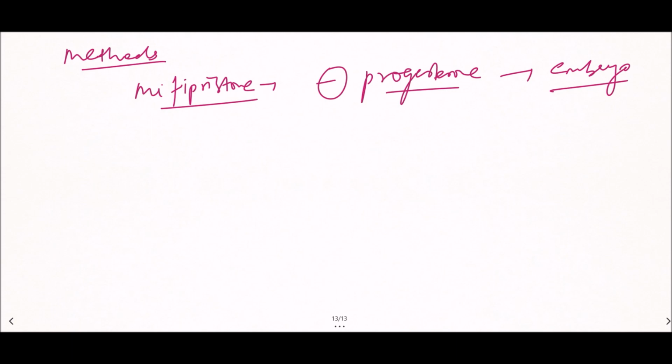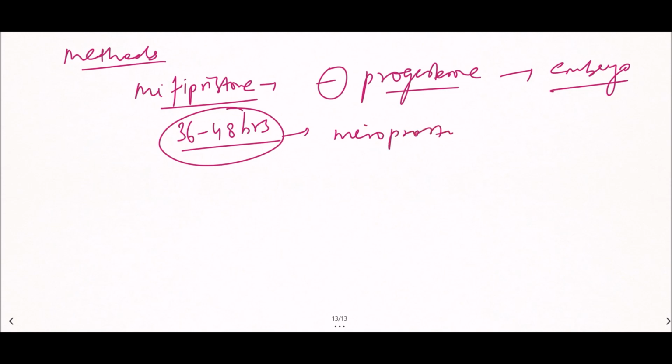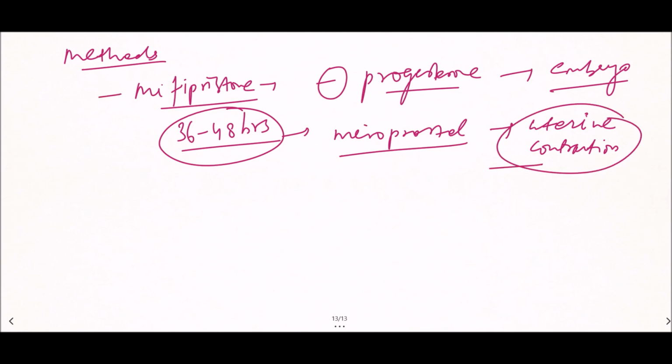And what happens after 36 to 48 hours? After 36 to 48 hours of mifepristone, we give misoprostol, and this misoprostol produces uterine contractions and expulsion within a few hours. So mifepristone and misoprostol are the drugs which are used for therapeutic abortion.